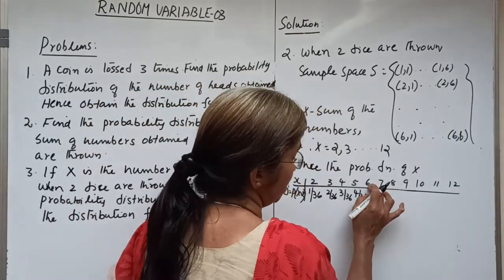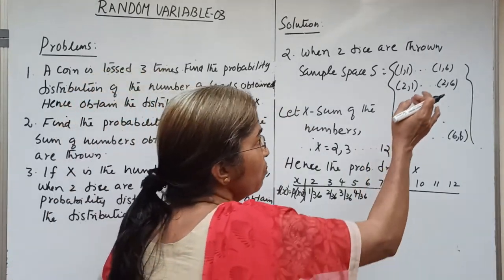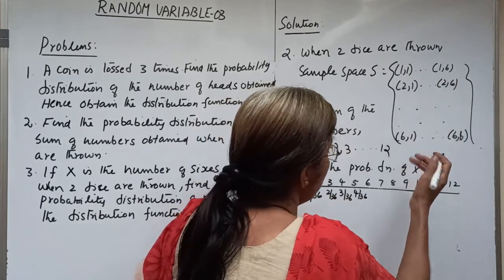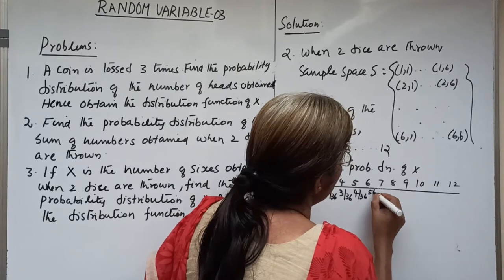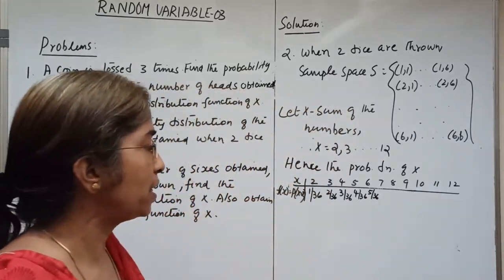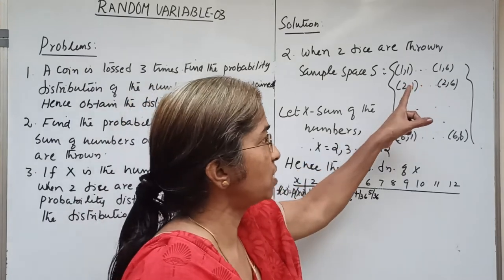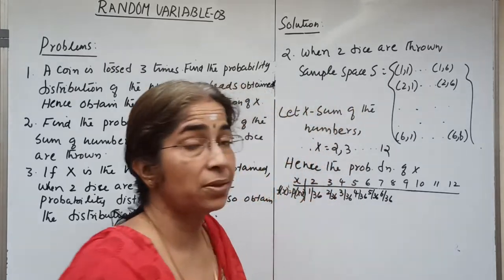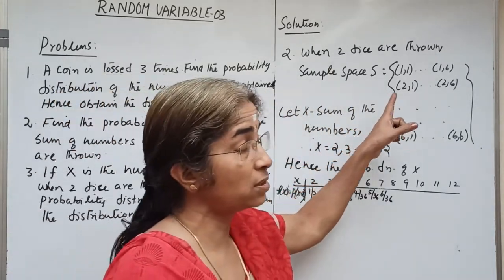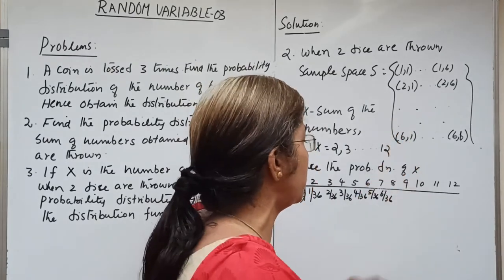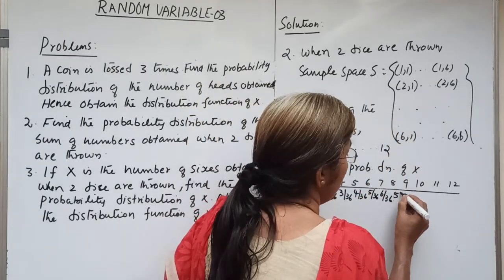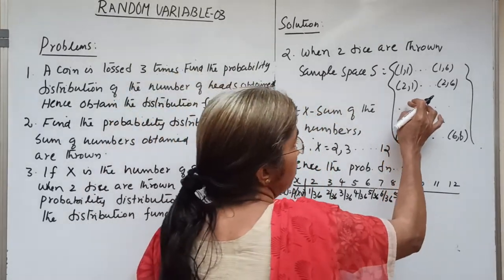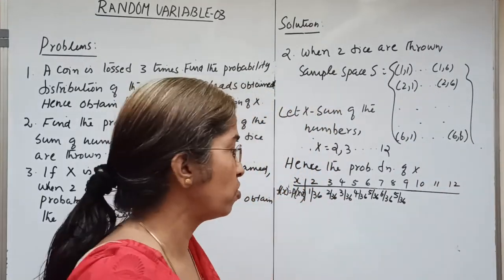X equal to 6 means 1, 5, 2, 4, 3, 3, 4, 2 and 5, 1. That is 5 by 36. And X equal to 7 means 1, 6, 2, 5, etc. So that's 6 by 36. X equal to 8 means 2, 6, 3, 5, 4, 4, 5, 3, 6, 2. That is 1 less, 5 by 36. X equal to 9 means 3, 6, 4, 5, 5, 4, 6, 3.